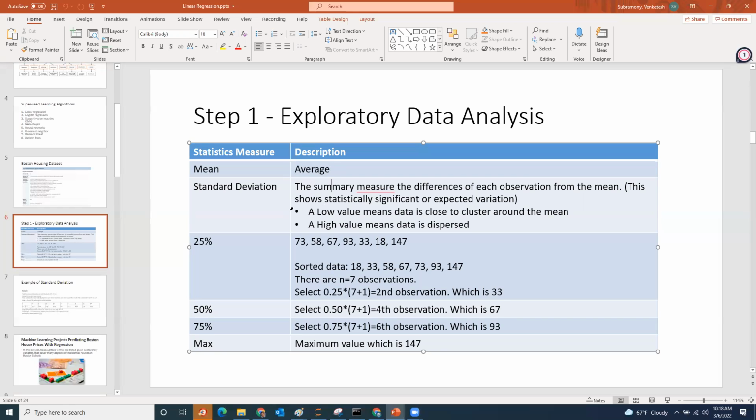But more than that, standard deviation is also a very good way to understand how the data is distributed. The way the standard deviation can be calculated is pretty simple.